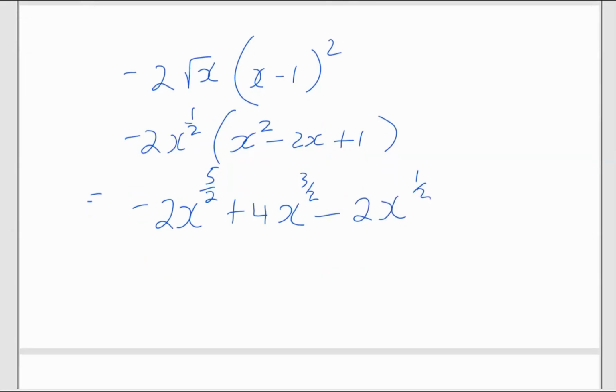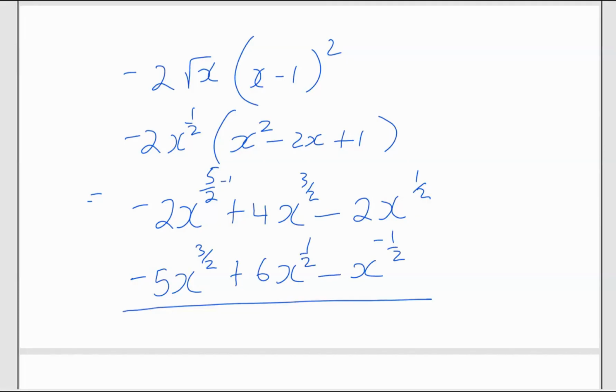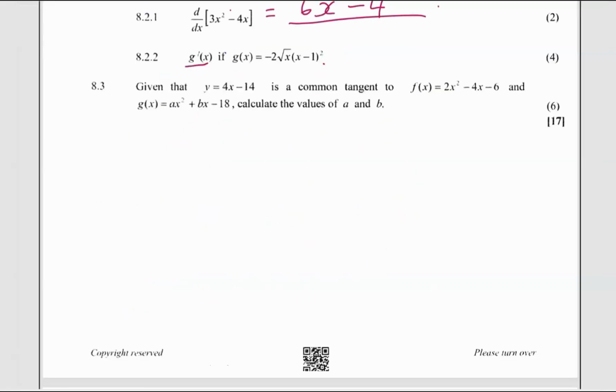Now we need to derive this. So we're going to end up with a negative 5x. Okay, when we subtract the 1 there, that's going to be a 3 over 2. This times that, we're going to have 3 times 2, which is like a 6. X, you subtract 1, have a half. Then this multiplied by that, we're just left with a 1 to the exponent of negative a half. So this becomes the final answer that the question wanted.